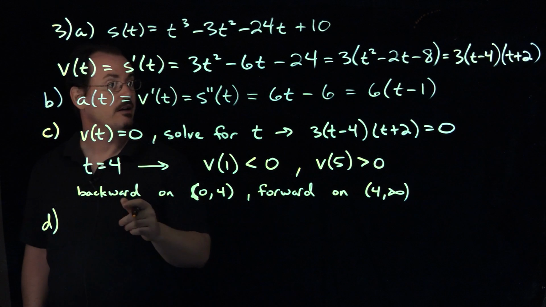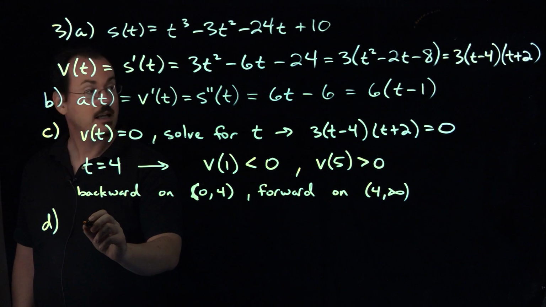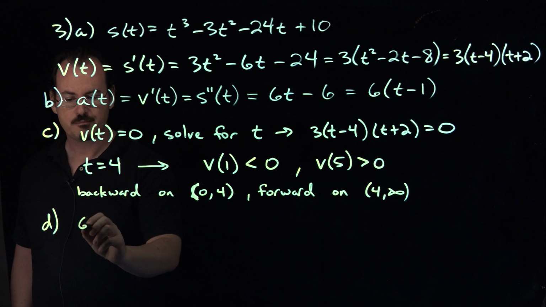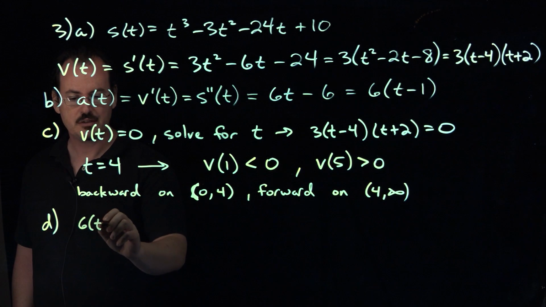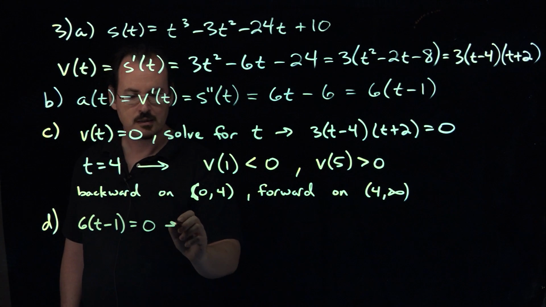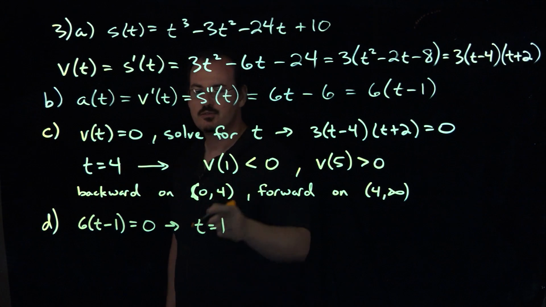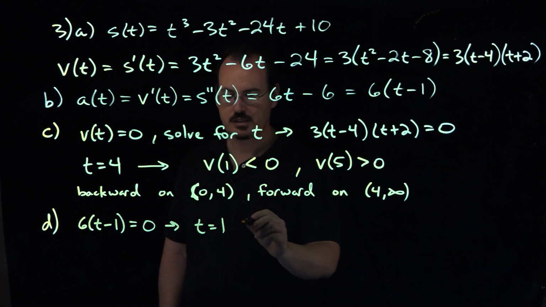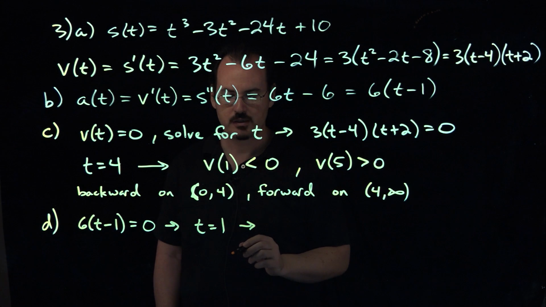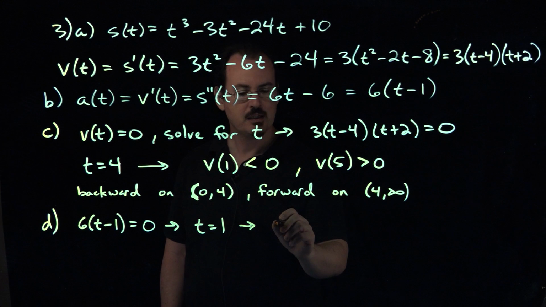So what we want to figure out first is where is the acceleration 0? Notice that if I take that acceleration function and set it equal to 0, I find that t equals 1. Just like we did before with the velocity, I'm going to do the same thing with the acceleration. I'm going to find what it was doing before time 1. In other words, what was the sign of the second derivative? What was the sign of the acceleration?